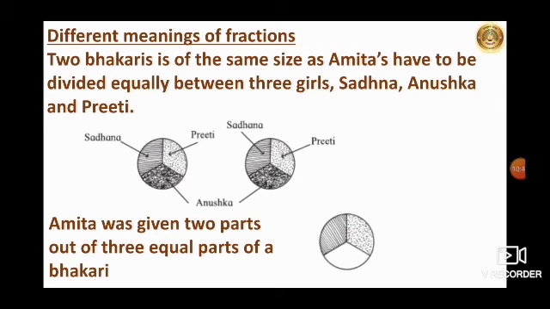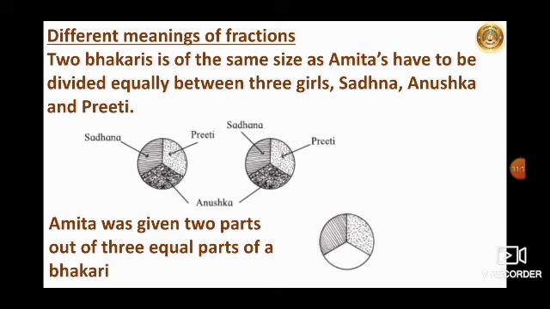Now we will see different meanings of fractions. 2 bhakris of the same size, as Amita has to divide them equally between 3 girls, Sadhna, Anushka and Preeti. Now here 2 bhakris are there, and Amita wants to share them between the 3 girls, that is Sadhna, Anushka and Preeti. So how will we divide the 2 bhakris? What part will Amita get?